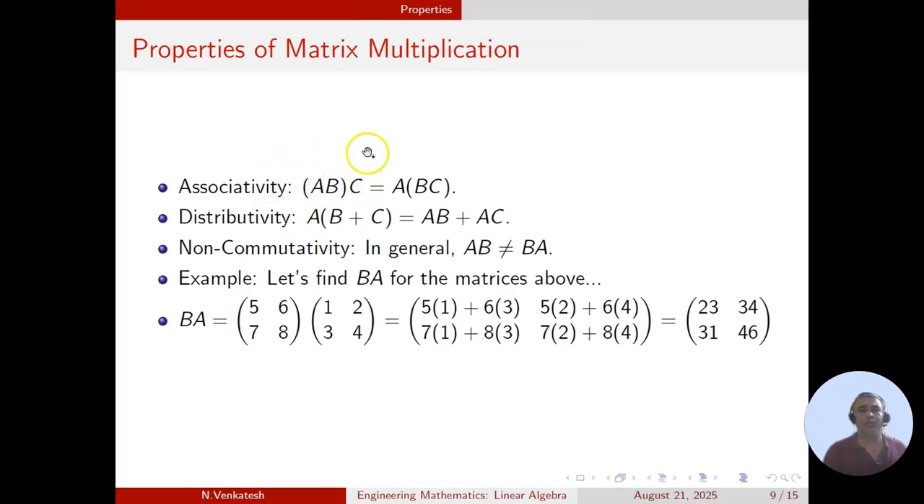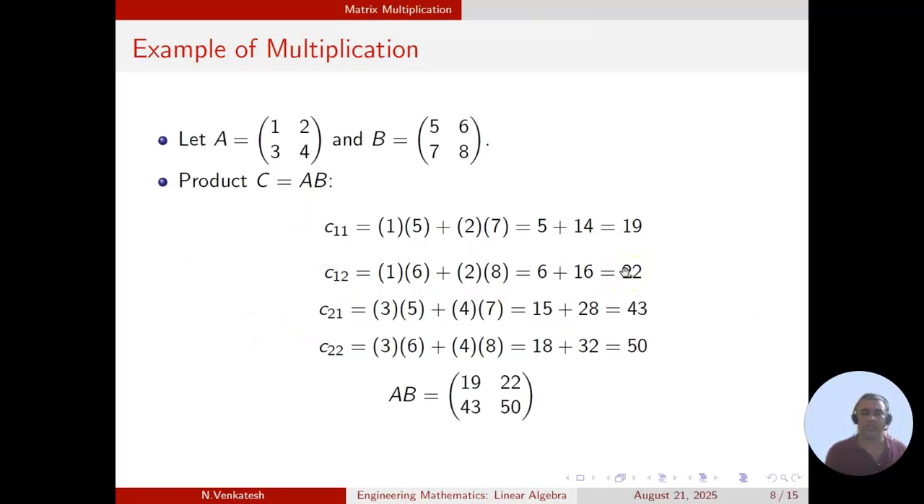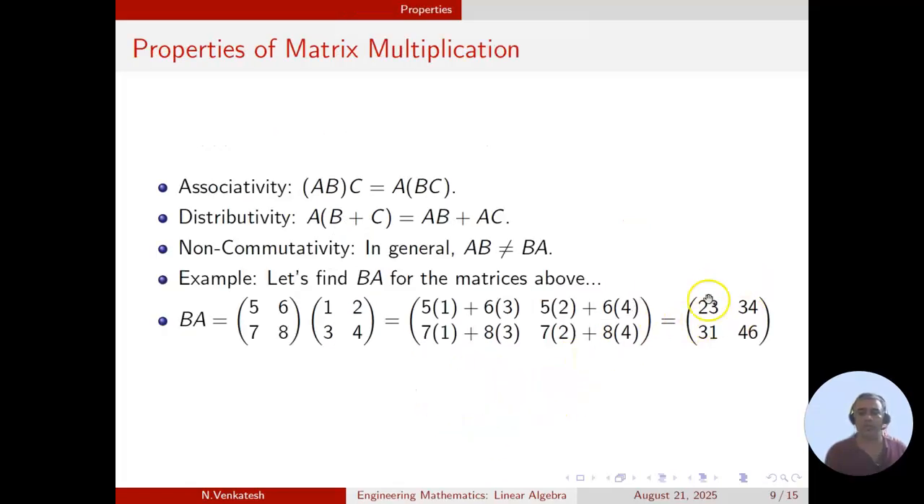A into B of C is A into B of BC, and it is distributive over addition or a subtraction. A into B plus C is AB plus A into C. And you can check with an example here that B into A is not necessarily equal to A into B. So we have A into B, we got this, and B into A, we got a different value. So not necessarily it is equal, and it is not commutative.